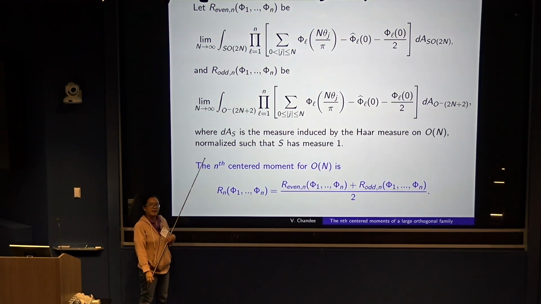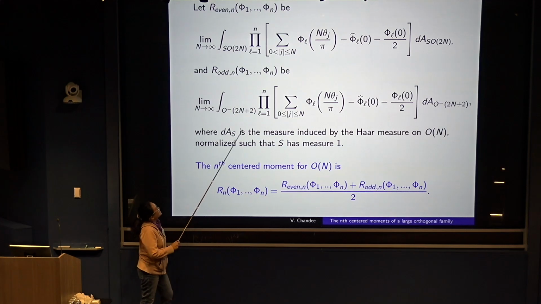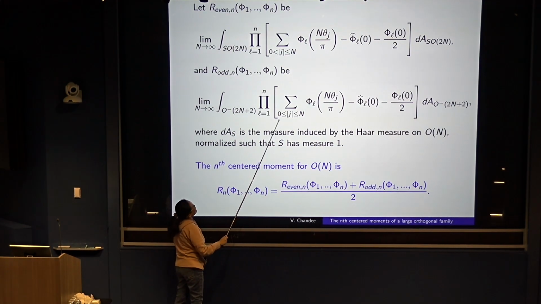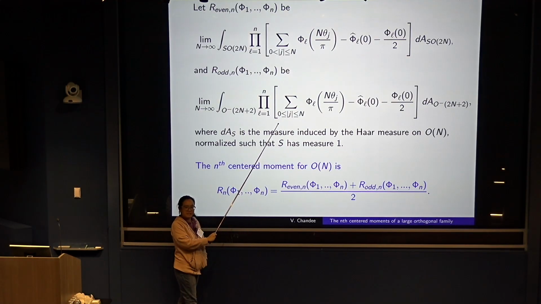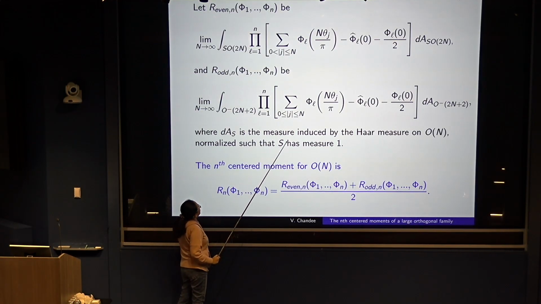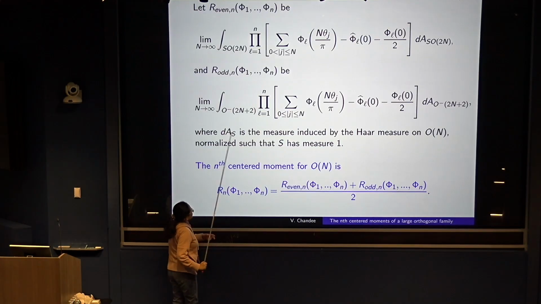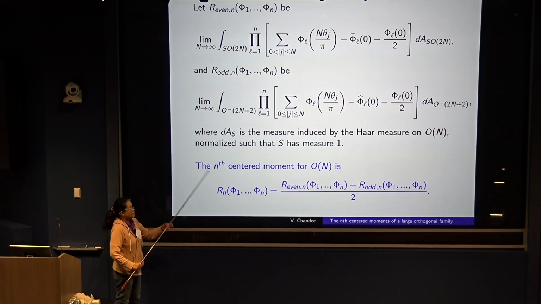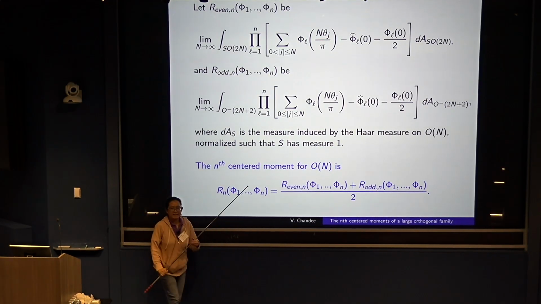Similarly, for the odd orthogonal group, the index starts from 0 here, so it's j equal to 0. Okay? And so we integrate over the measure induced by the Haar measure here. So what is the n-centered moment for the orthogonal group? You take even plus odd divided by 2.